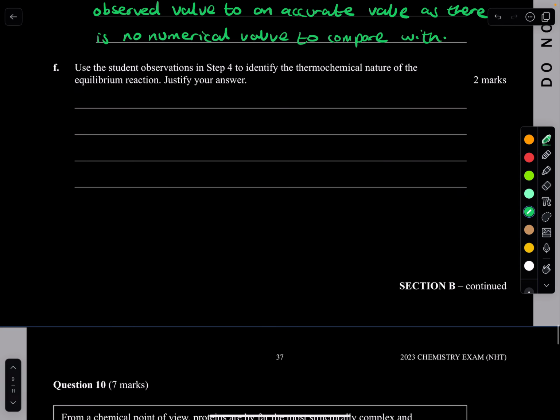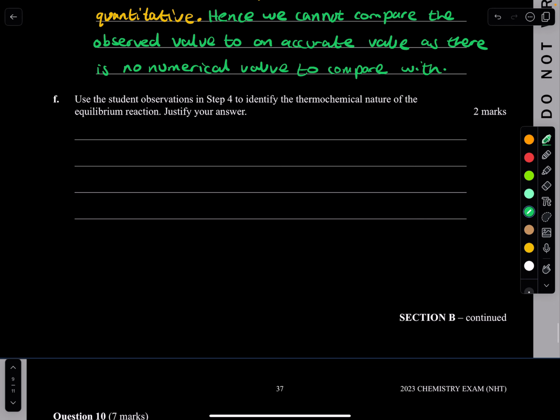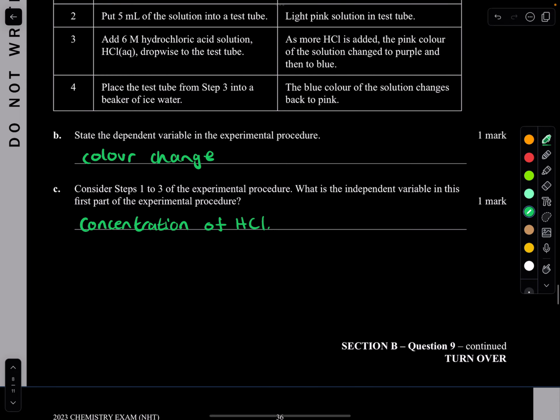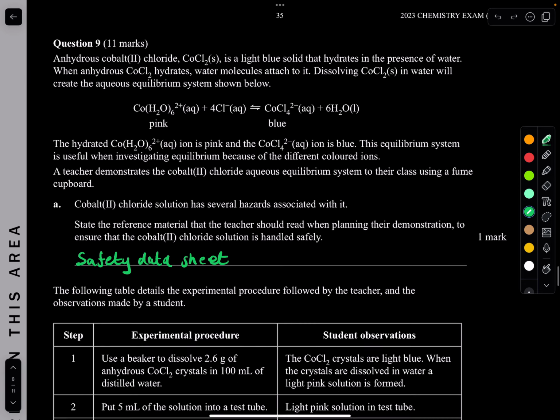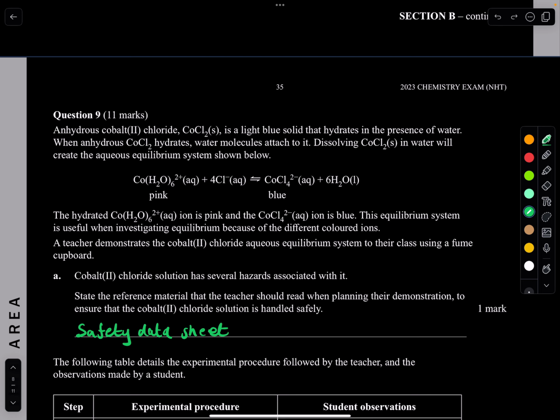2 marks, nice. F. Use the student's observations in step 4 to identify the thermochemical nature of the equilibrium reaction. Justify your answer. This is what we just talked about. Why did they just randomly put it in the iced water? This can help us a lot because we can determine if the reaction is endothermic or exothermic. Now, it's a 50-50, but let's guess first that it is exothermic.